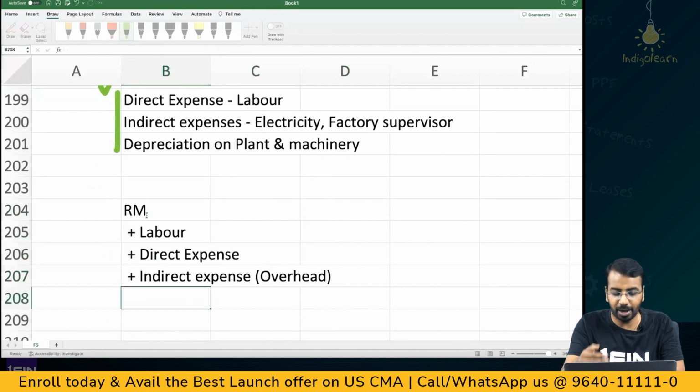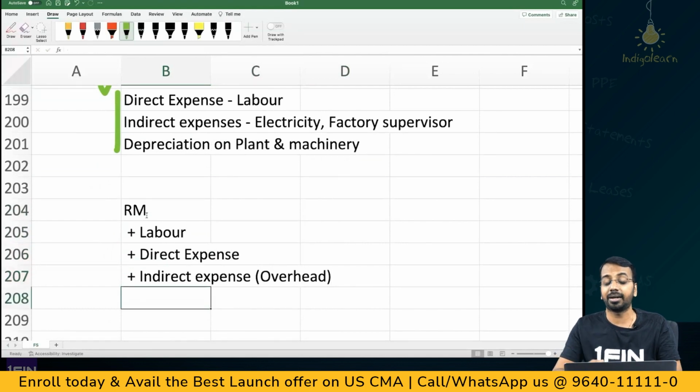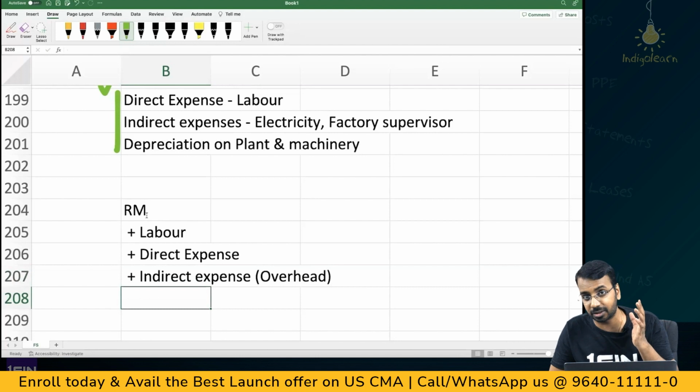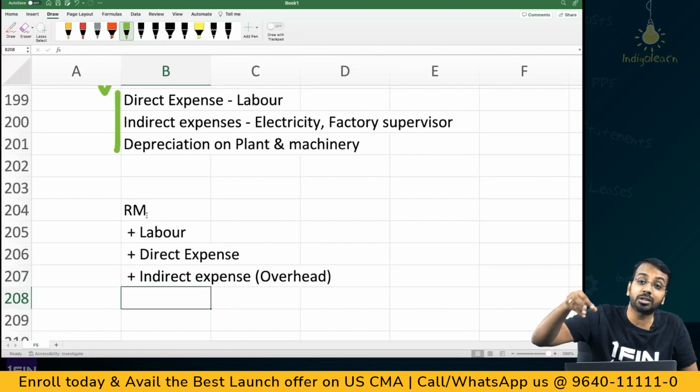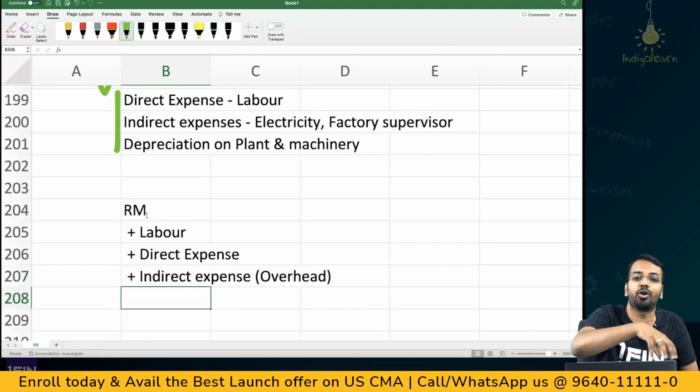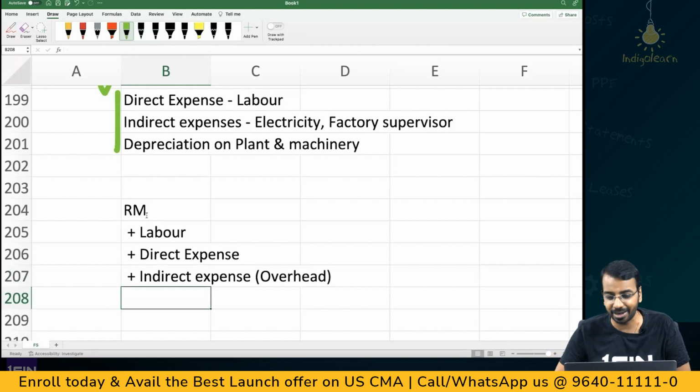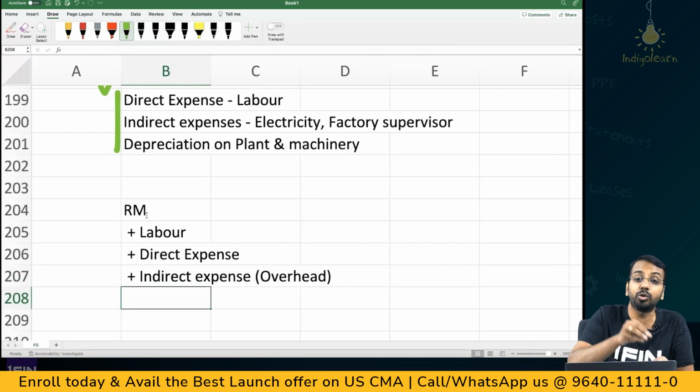So now you may have a doubt, sir, what is direct expense? What is indirect expense? Something which can be directly traced to the final product is a direct expense. Raw material is a direct expense. Labor is a direct expense. But something which cannot be traced to the final product, for example, factory supervisor. Now you cannot say how much of factory supervisor has worked on a particular product, because he's supervising the entire factory, right? So those are indirect expenses. Electricity, general electricity, indirect expenses. Machinery depreciation, again, very difficult to allocate.